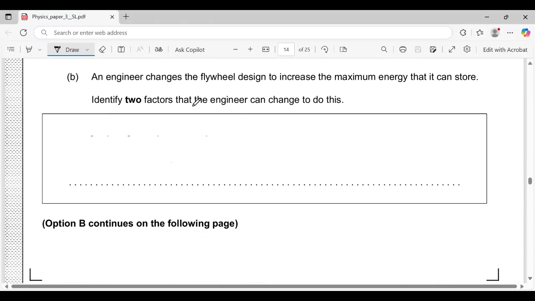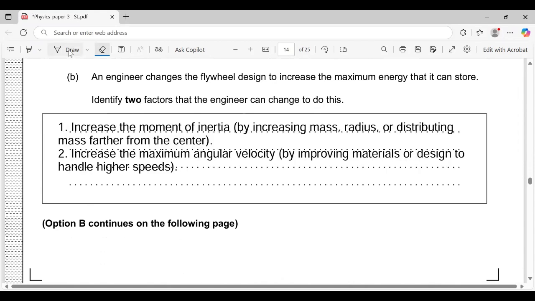Next question, an engineer changes the flywheel design to increase the maximum energy that it can store. Identify two factors that the engineer can change to do this. I have provided my answer about this.